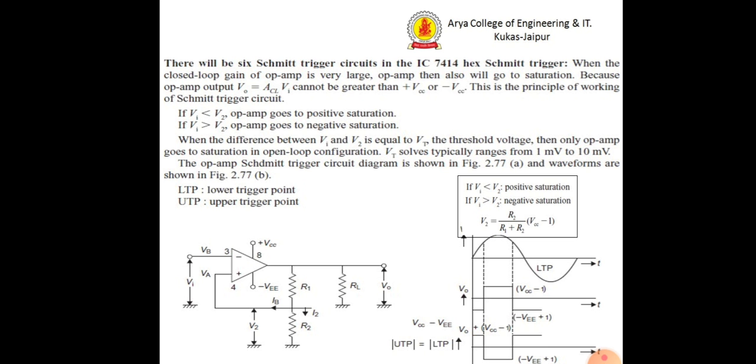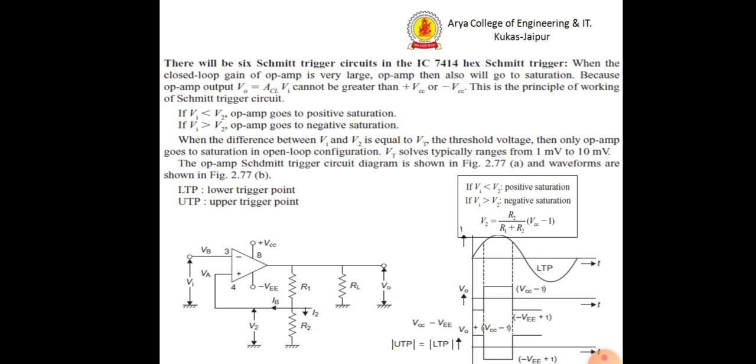Therefore, the voltage V2 falls, so the non-inverting terminal becomes negative. Therefore, the V0 changes from plus Vcc minus 1 to minus VEE plus 1. Here, the VEE is negative. Since VEE is negative and V2 is negative, therefore, V output remains negative.